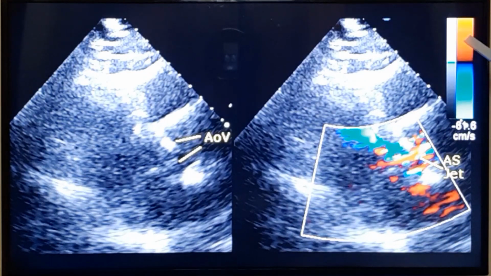This is the color bar where you see the Nyquist limit of 61.6 centimeters per second. When the velocity exceeds the Nyquist limit, there is color wraparound, and when there are irregularities in velocity, multiple regions having different velocity, then you see the multicolored mosaic jet indicating variance in velocities.